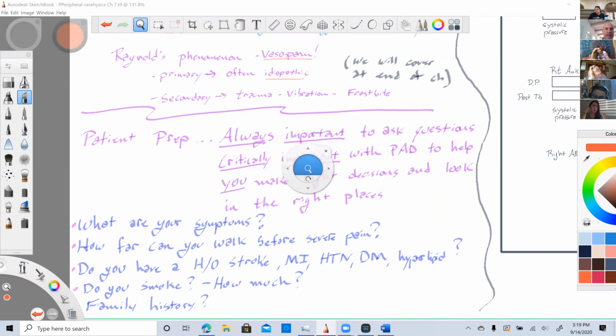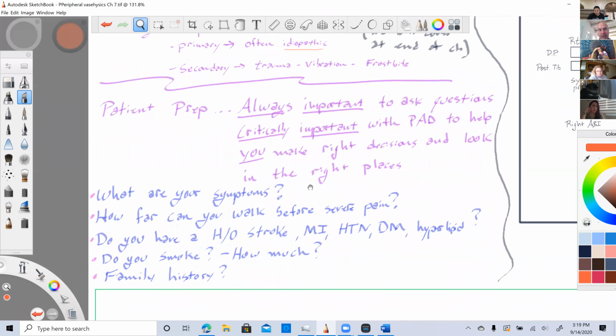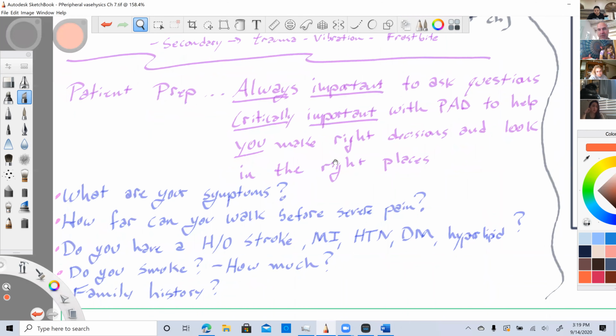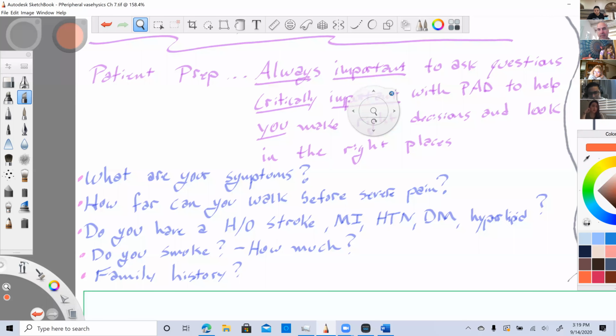You could really spend a lot of time, like I did as a fairly new tech who had zero training in this. I spent a lot of time just doing stupid stuff. And if I had known more at the time, if I'd asked more questions, I could have narrowed down my search. So what are your symptoms? How far can you walk before you have to stop, or before you get severe pain? And that tells you something.